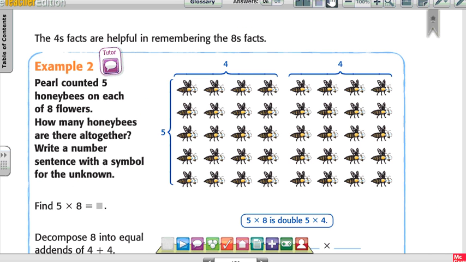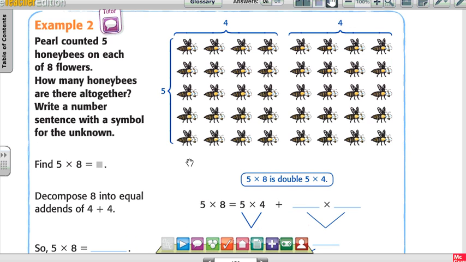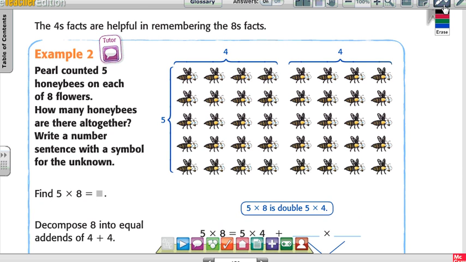It says, the 4's facts are helpful in remembering the 8's facts. A girl counted 5 honeybees on each of the 8 flowers. How many honeybees are there altogether? Write a number sentence with a symbol for the unknown. Okay, so what they did was they took 5 times 8 equals something. They decomposed 8 to what 2 numbers?